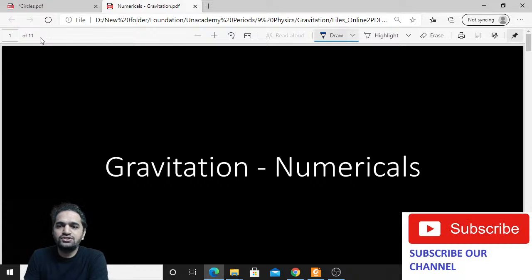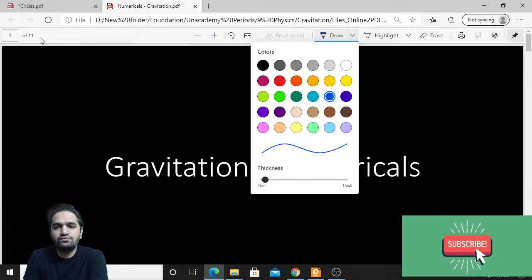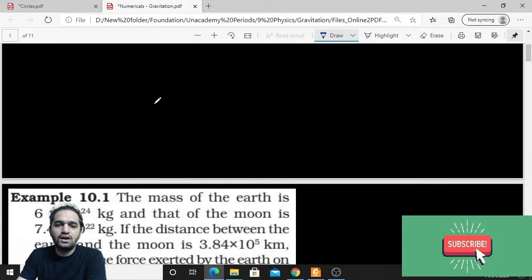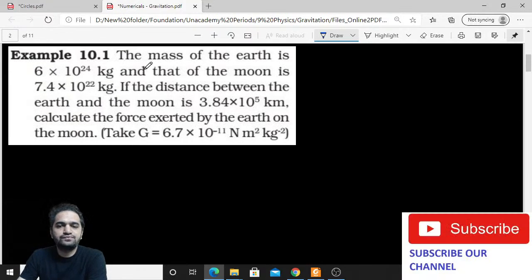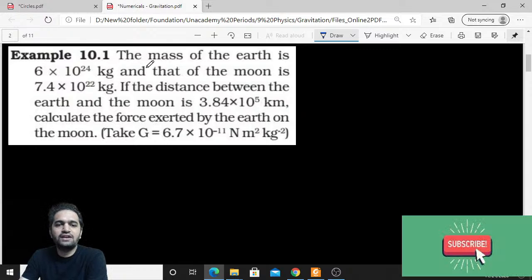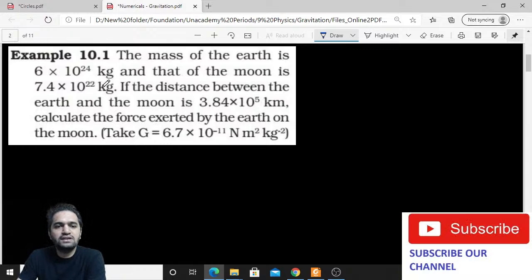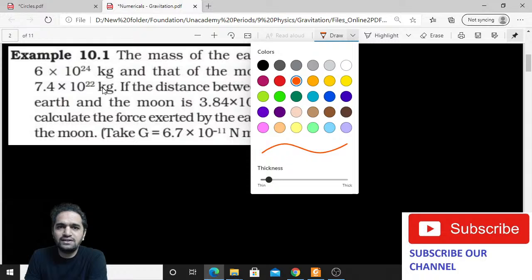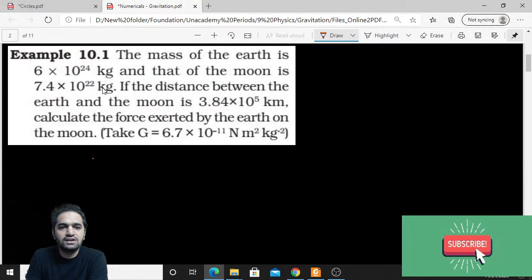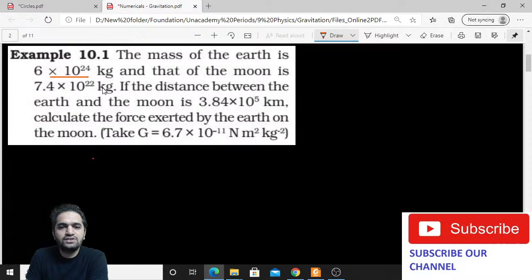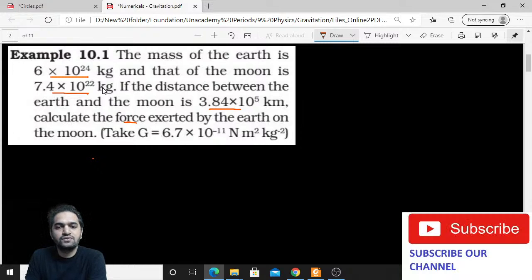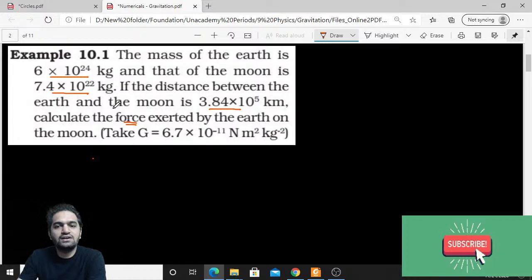Whatever we have understood till now, the formulas basically, we'll be using those formulas for solving the questions. Okay, so the first question which is given is, the mass of the earth is 6 into 10 to the power 24, and that of the moon is 7.4 into 10 to the power 22. Let us first highlight what they have given. We will also write it down simultaneously, and then we will try to solve this. So mass of the earth is given, mass of the moon is also given, and distance between the earth and the moon is given, and they are asking us to calculate the force of gravitation between earth and moon.